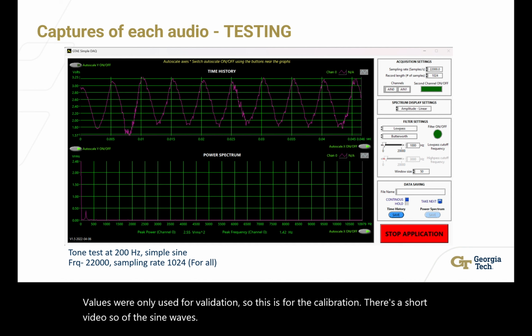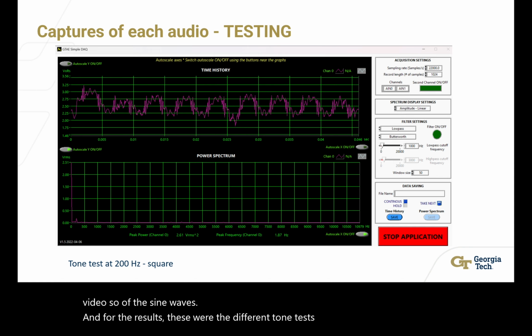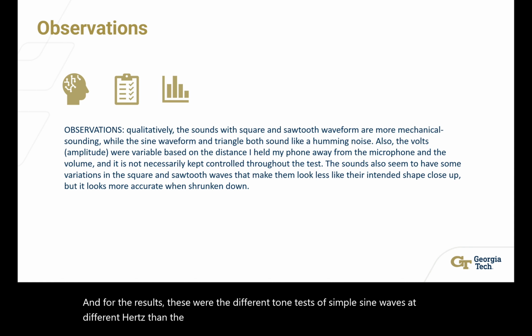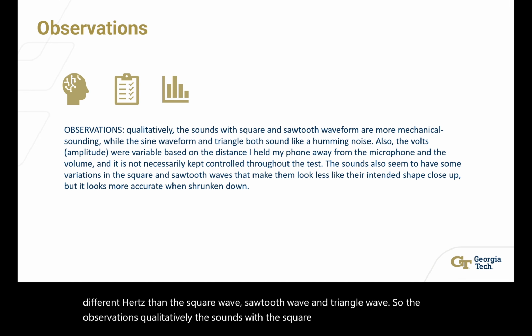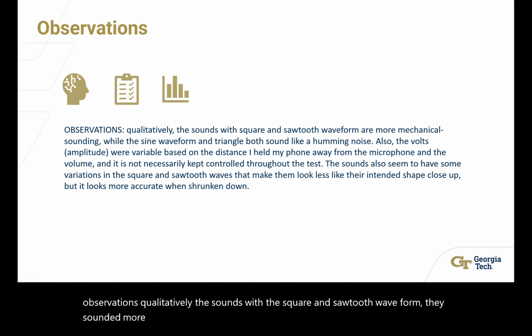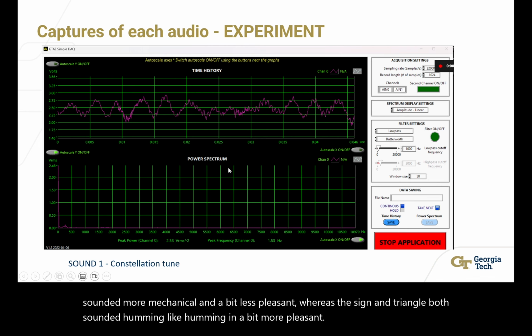And for the results, these were the different tone tests of simple sine waves at different hertz, then the square wave, sawtooth wave, and triangle wave. So the observations, qualitatively: the sounds with the square and sawtooth waveform sounded more mechanical and a bit less pleasant, whereas the sine and triangle both sounded humming and a bit more pleasant. And these are some other observations.